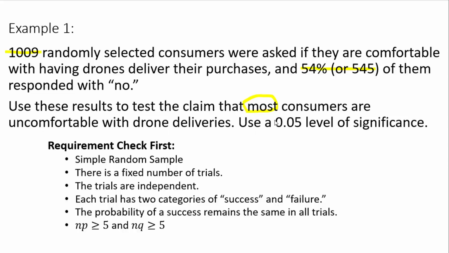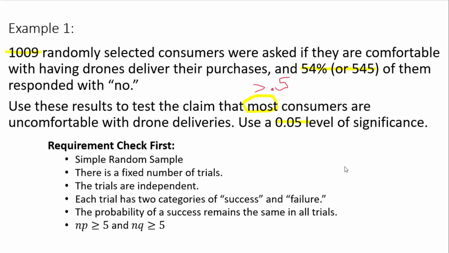Now, we're not actually going to do the complete test on this page. We have another slide with the same problem written on it. But when we are going to test the claim that most are uncomfortable, what we're really looking at is a claim that more than half of them, and more than half would be more than 0.5. And we're going to use a significance level of 0.05.